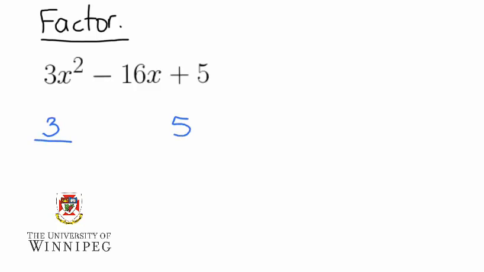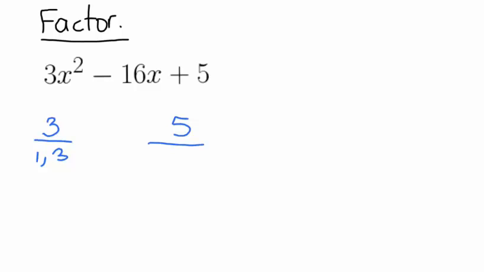So in our case, we have 3 and 5. And what I want to do is list all factor pairs of both the numbers 3 and 5. So in this case, 3 can be written as a product of 1 times 3, and 5 can be written as a product of 1 times 5. These are the only possible pairs of factors we have for 3 and 5.